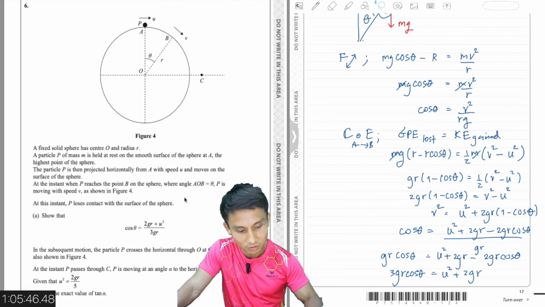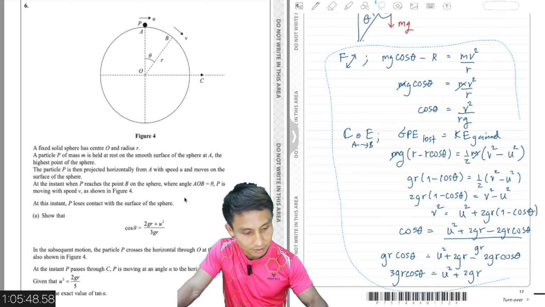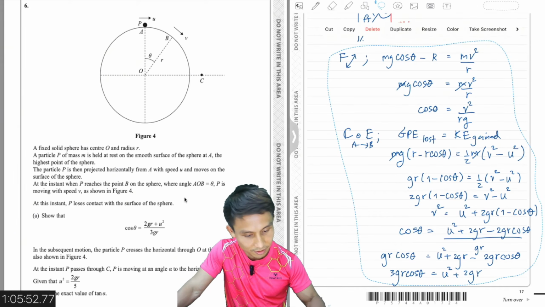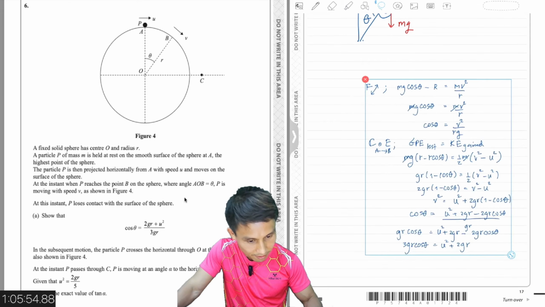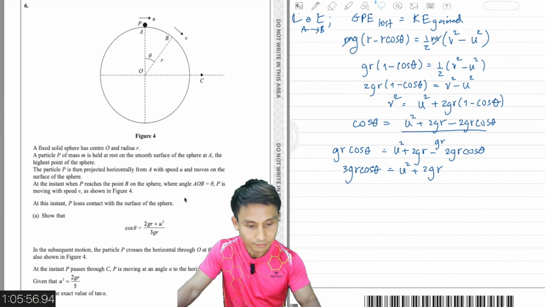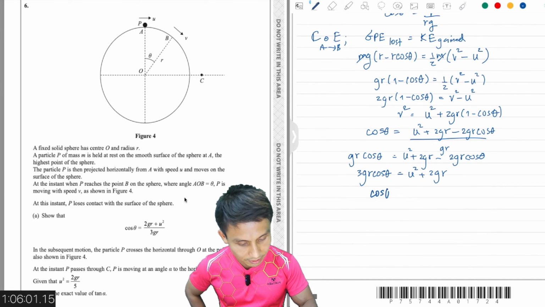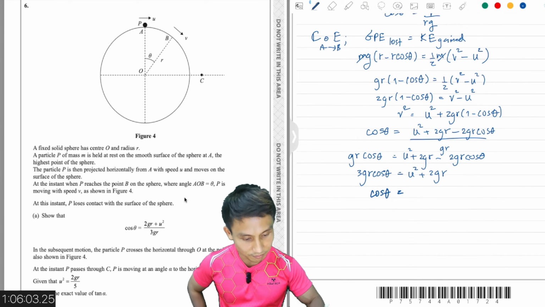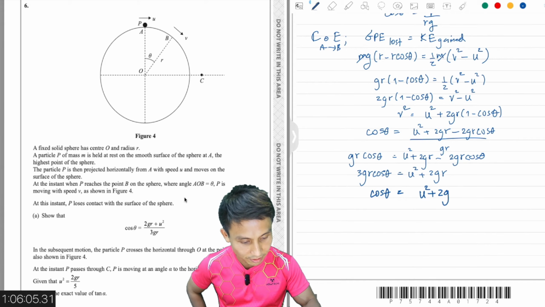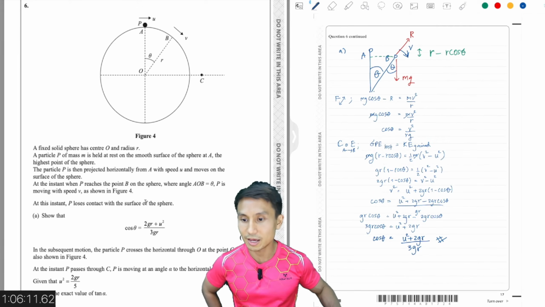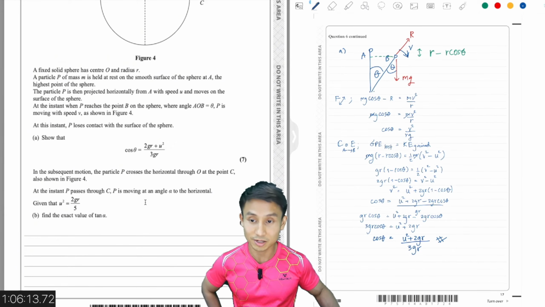Let me just shrink the whole thing down, because I think keeping it on the same page, you can see it better. So here we can make cos theta the subject, and I hope that would be as required, right? Yep, it is. There you go. That's part A. Ooh, 7 marks.